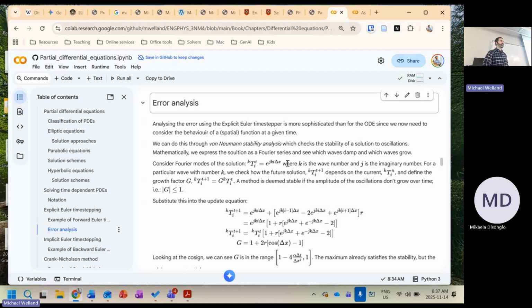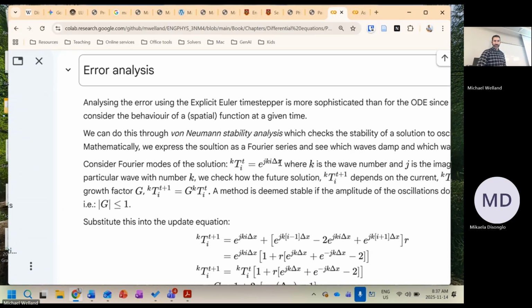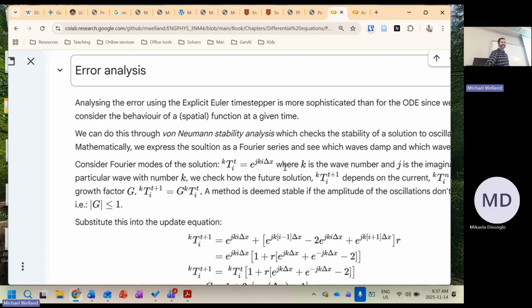How versed are you guys in Fourier analysis at this point? Yeah. Would this make any sense to you? Okay.